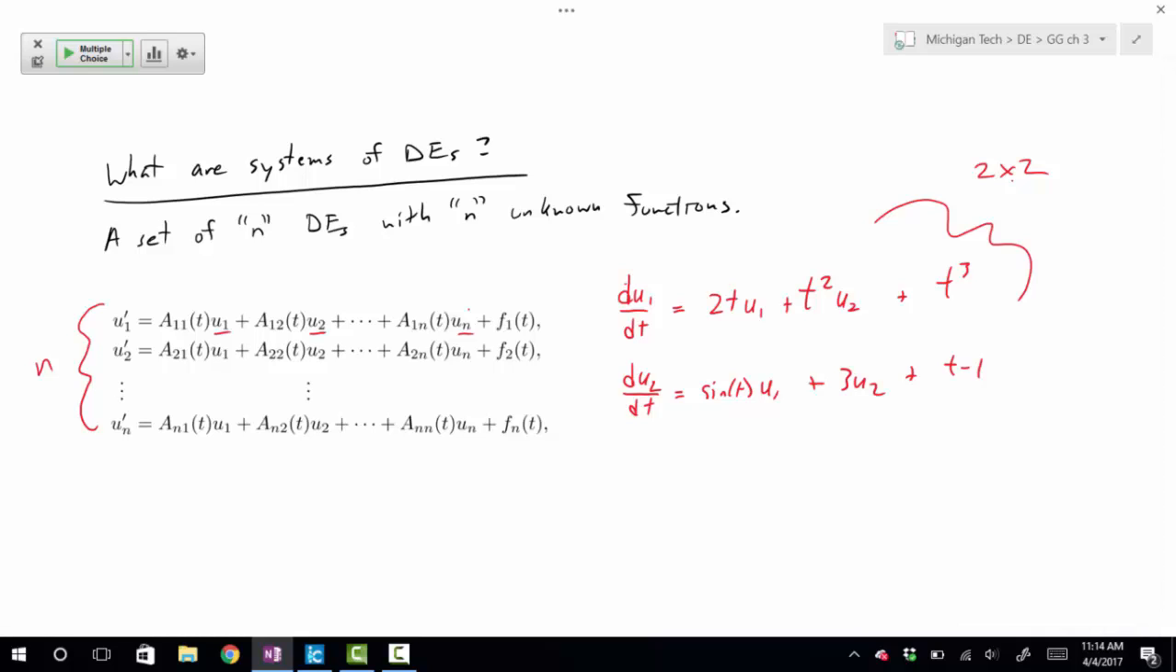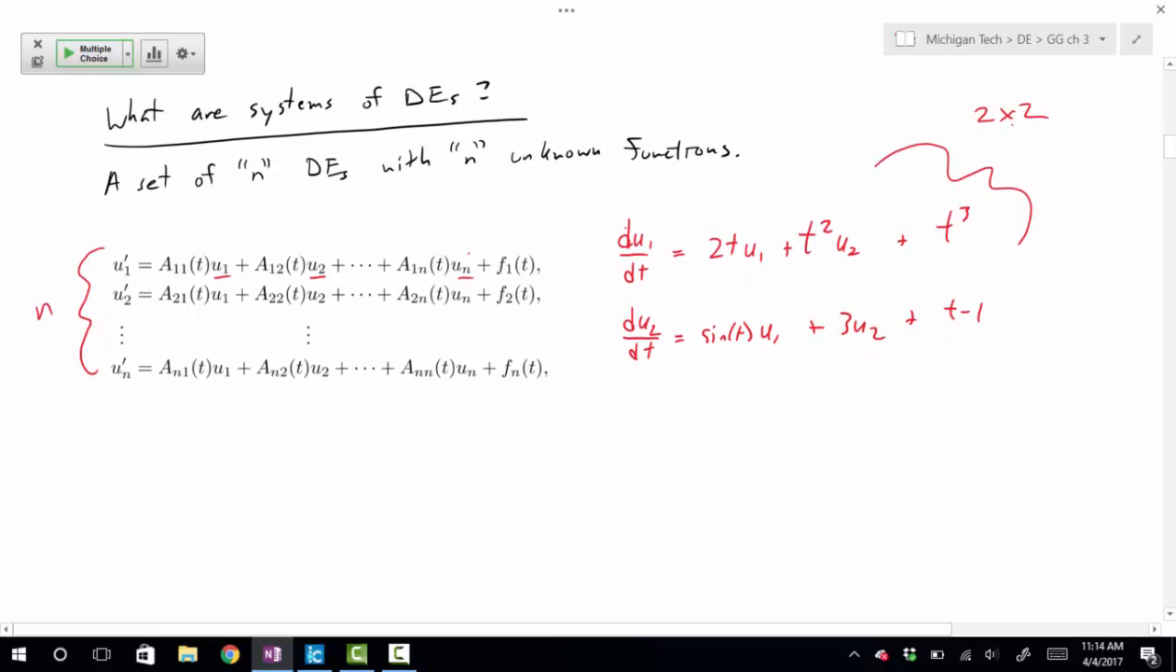If this was an n by n, where n was big, a 10 by 10, 100 by 100, 1,000 by 1,000, possibly, I wouldn't want to write that all out. My wrist would get tired. We want to clean up the notation a little bit. So we're going to use linear algebra notation to represent this system.